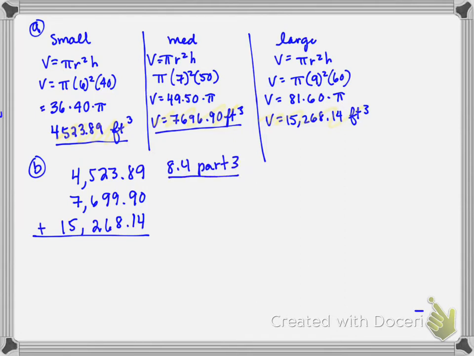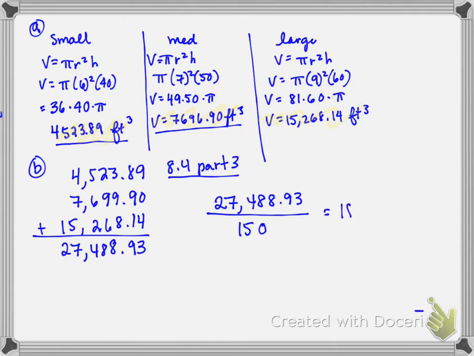So I added all these digits together, and when I did, I got 27,488.93. Okay, so that's the total storage that he has. So I'm going to take this number, which should still be in your calculator, by the way, and then you're going to divide it by how much the cattle eat, which is 150. So let's go ahead and divide that number by 150, and when we do that, we get 183.25, or 26 if you round.